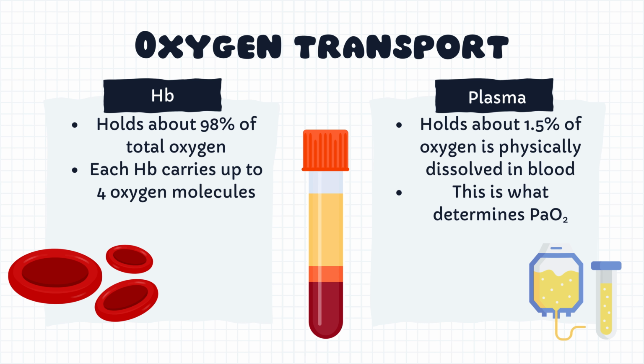Oxygen is carried in two forms. First, about 98% is bound to hemoglobin inside red blood cells. Each hemoglobin molecule can carry 4 oxygen molecules. This creates oxyhemoglobin. Second, about 1.5% is dissolved in plasma. This small amount determines the PaO2, or partial pressure of oxygen. PaO2 reflects dissolved oxygen, but total oxygen content depends mostly on hemoglobin.